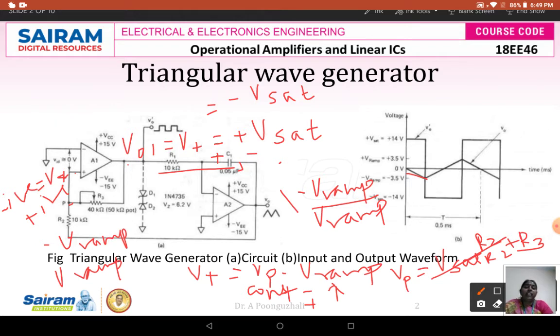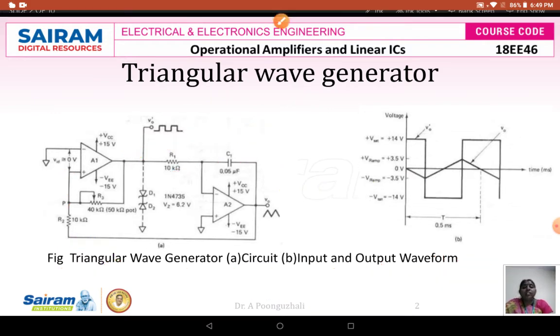Vp minus Vramp. So when the negative going ramp continuously increases, then again the voltage at the non-inverting terminal becomes negative, and the output of the square wave generator is going to be at negative saturation. So like this, you are going to have your alternate square and triangular waveform generated. So the output switches from plus Vramp to minus Vramp there.